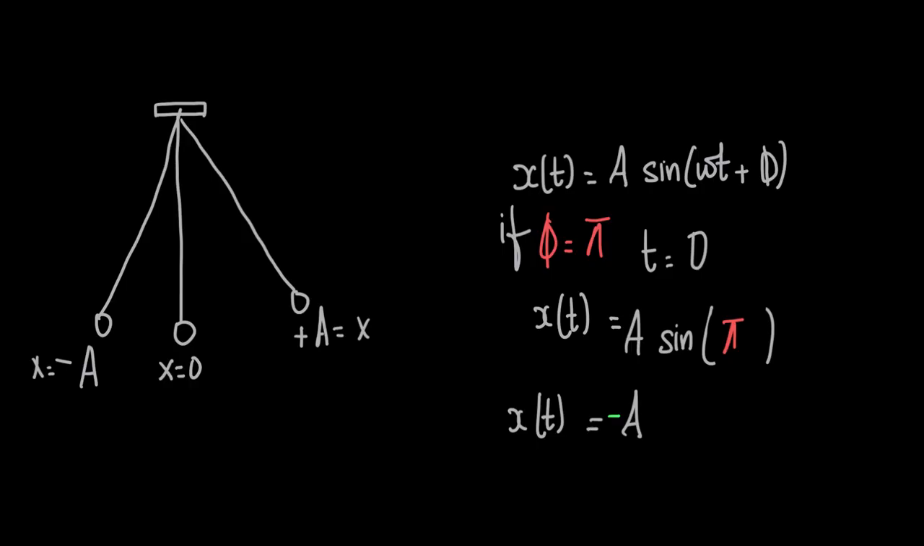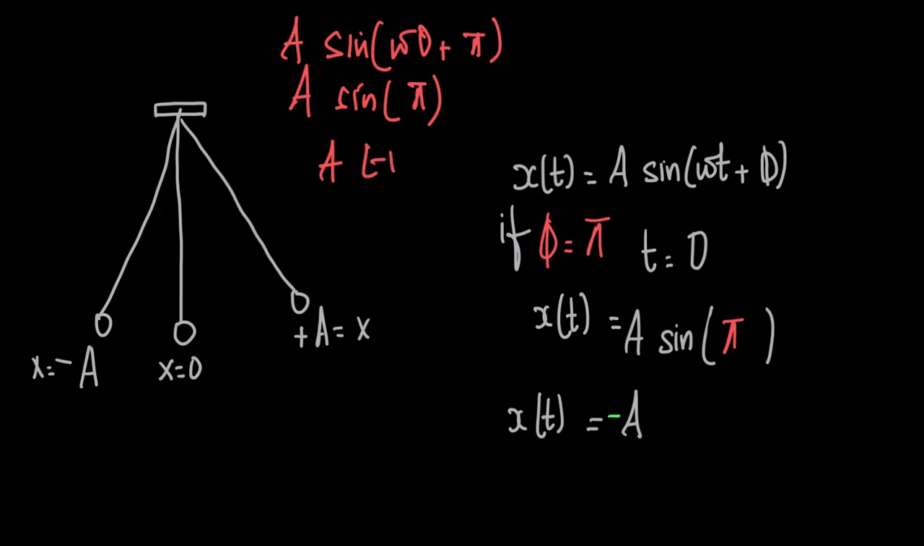What can we infer from this value? If phi is equal to pi, let me just write it down for you. This would be a times sine omega into 0 plus pi, which is a times sine omega into 0 is 0, sine pi. Sine pi is minus 1 raised to n, which is minus 1 raised to 1, which also gives us minus a.